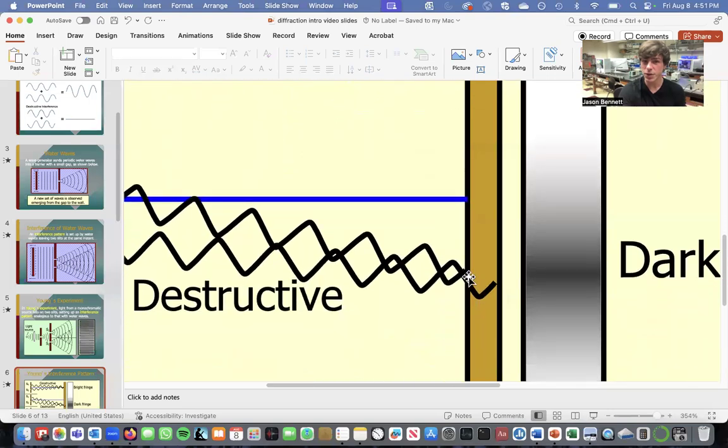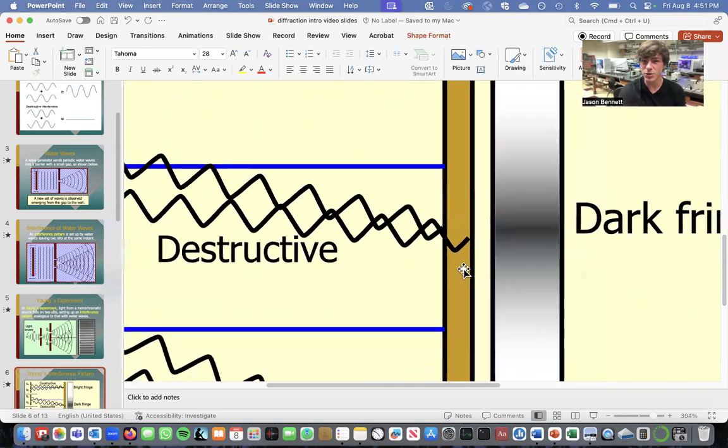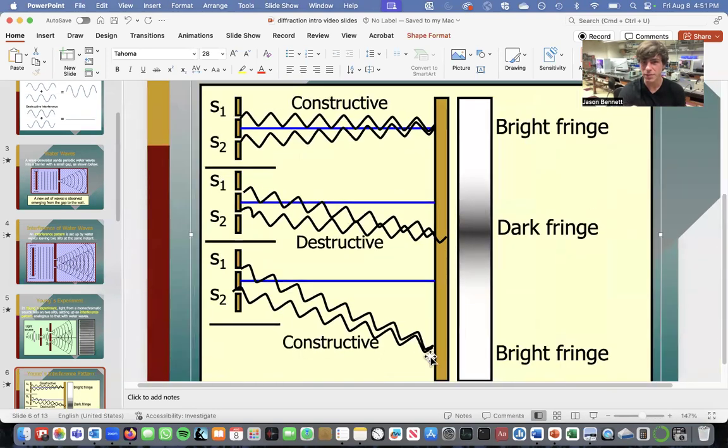Now, what's happening down here with constructive interference? Let's check out this wave first. Up, down, up, down, up. Now, what is the other wave doing at that moment? Down, up, down. So they're doing different things. So destructive, not a bright fringe. And then the same thing is happening down here.